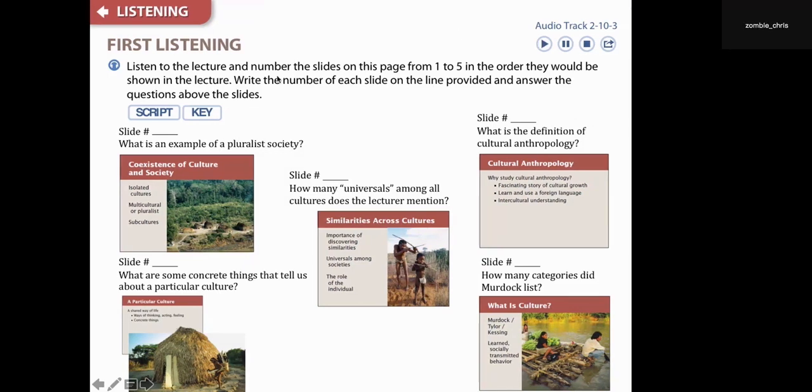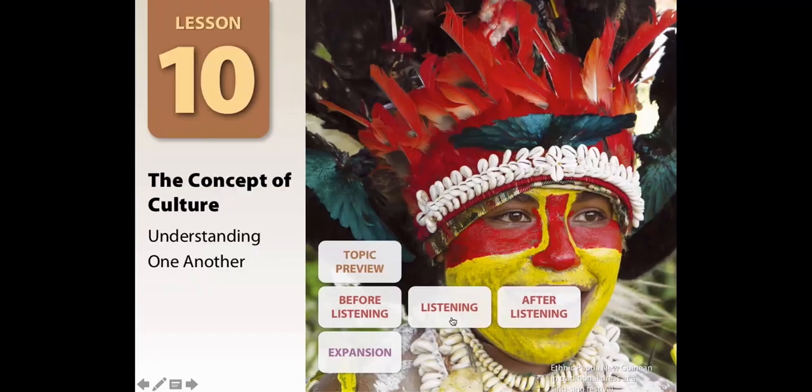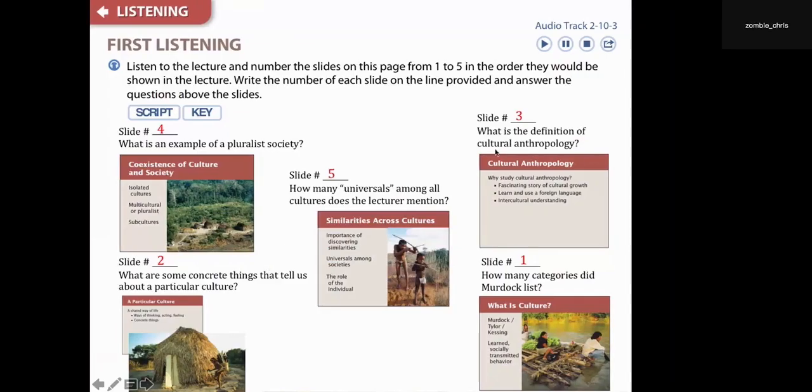Okay, so let's see if I can show you these slides without this PPT misbehaving. So we should have slide number one, what is culture? Slide number two, what are some concrete things about a particular culture? Shared way of life, thinking, etc. Three, cultural anthropology. Four, coexistence of culture and society. And slide number five, how many universals among cultures does the lecturer mention? Similarities across cultures.